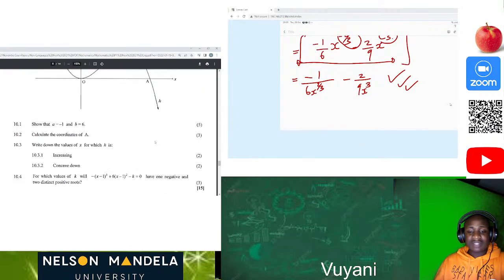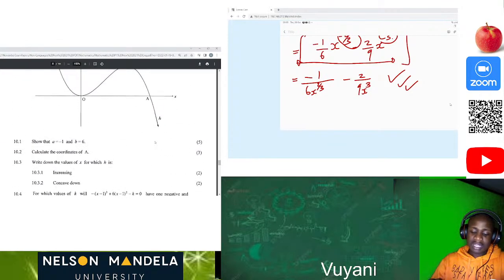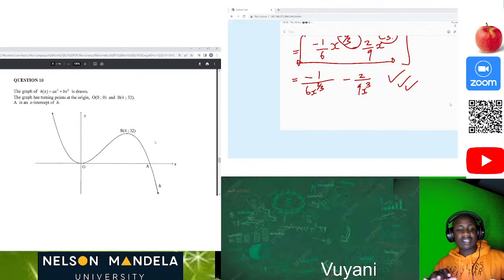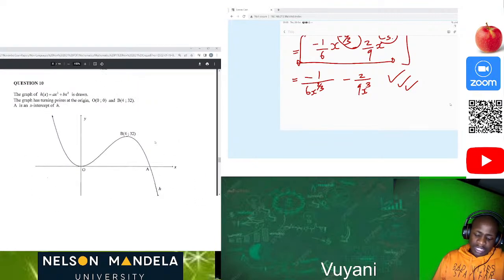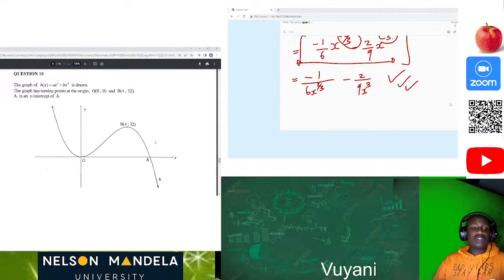Great. Now let's do the last 15 marks of the day. Today it's just calculus, guys. So on question number 10, the graph of h of x is equal to ax cubed plus bx squared is drawn. The graph has turning points at the origin, which is (0, 0), as well as B, which is (4, 32).